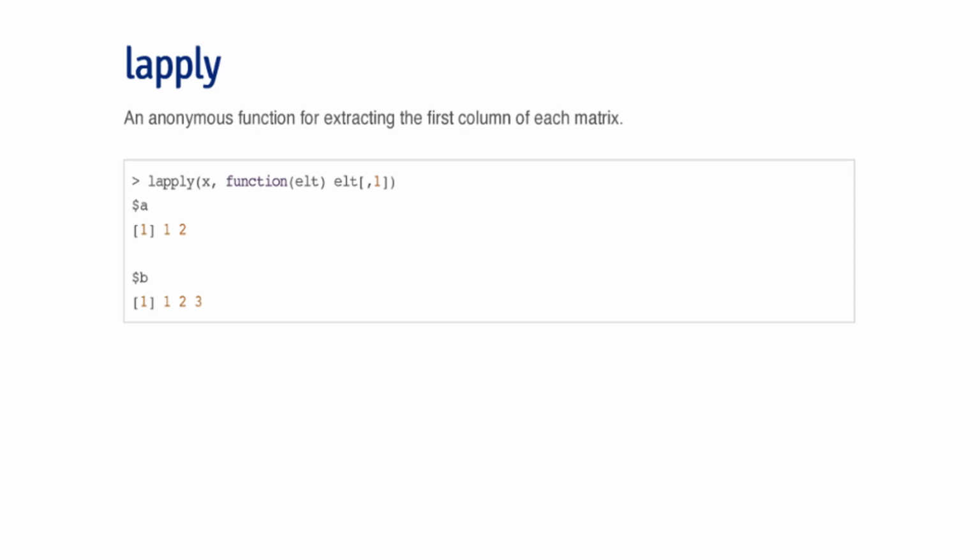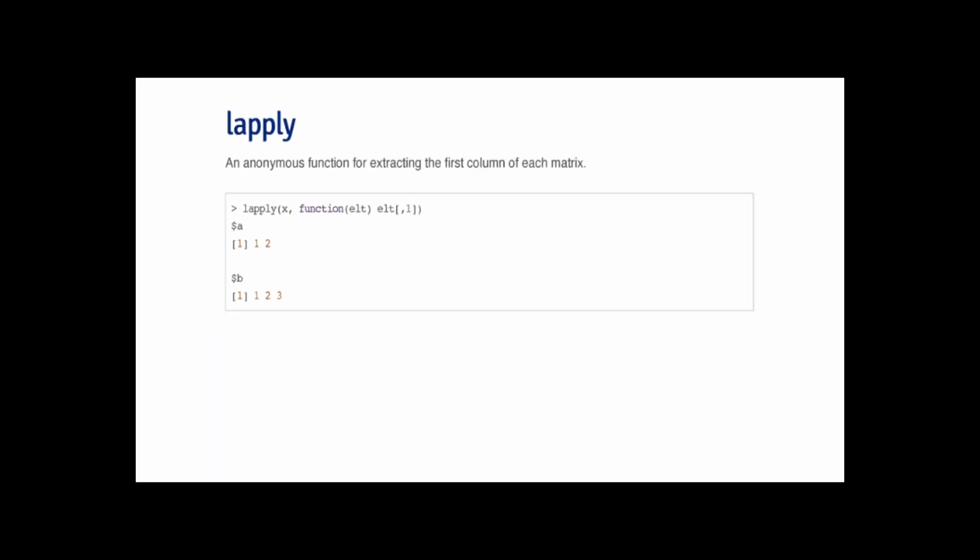So that's an anonymous function because it doesn't have a name, and lapply and these other types of functions use anonymous functions very heavily, because unless there already exists a function that does the operation that you want to do, you are going to have to write the function on the spot.